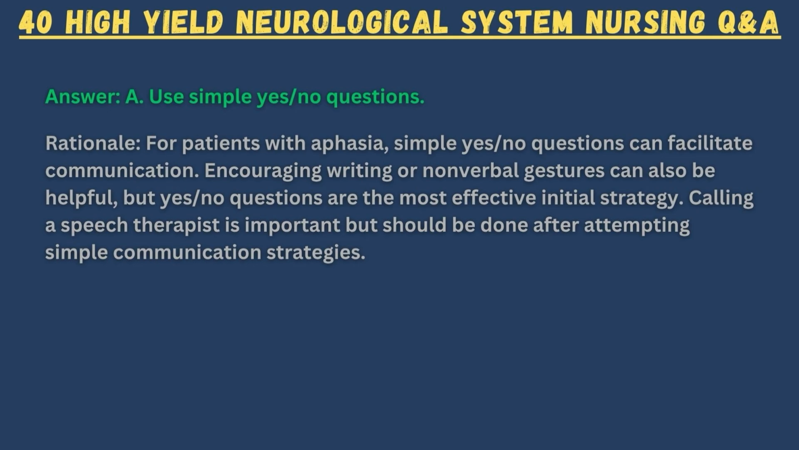Rationale: for patients with aphasia, simple yes or no questions can facilitate communication. Encouraging writing or nonverbal gestures can also be helpful, but yes or no questions are the most effective initial strategy. Calling a speech therapist is important, but should be done after attempting simple communication strategies.